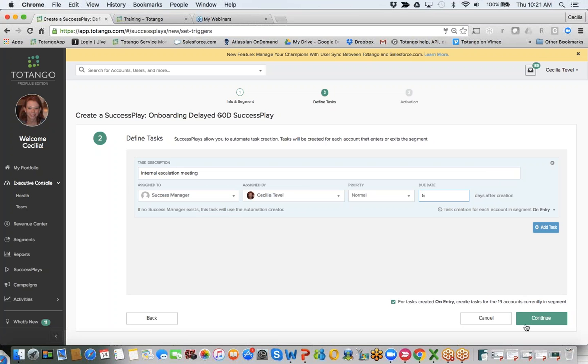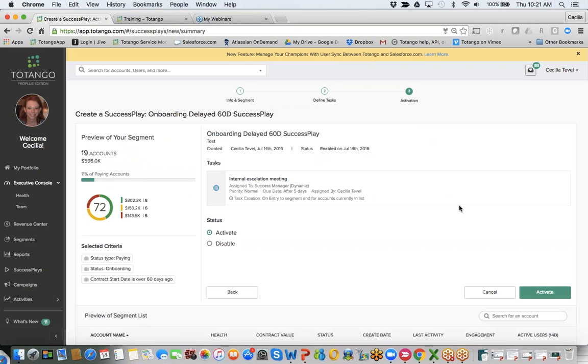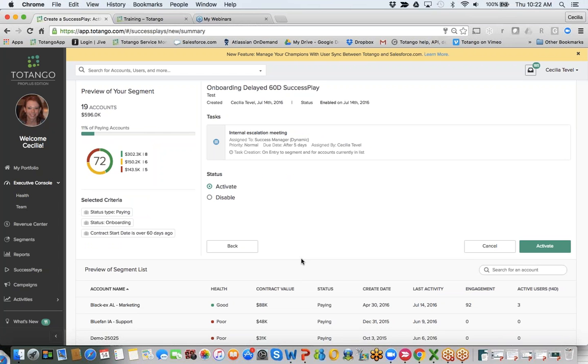And once you get this task added and continue, you have another opportunity to review your success play, and then you can activate it. So once it's activated, there's going to be a set of tasks assigned to the appropriate accounts, and your team members are going to, hopefully, jump in and course correct with this particular account that's struggling. So that's one way to operationalize, is with success plays.